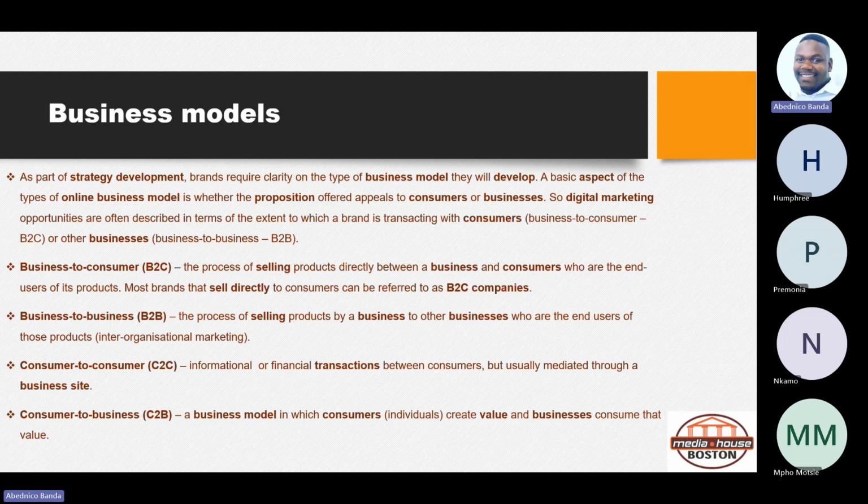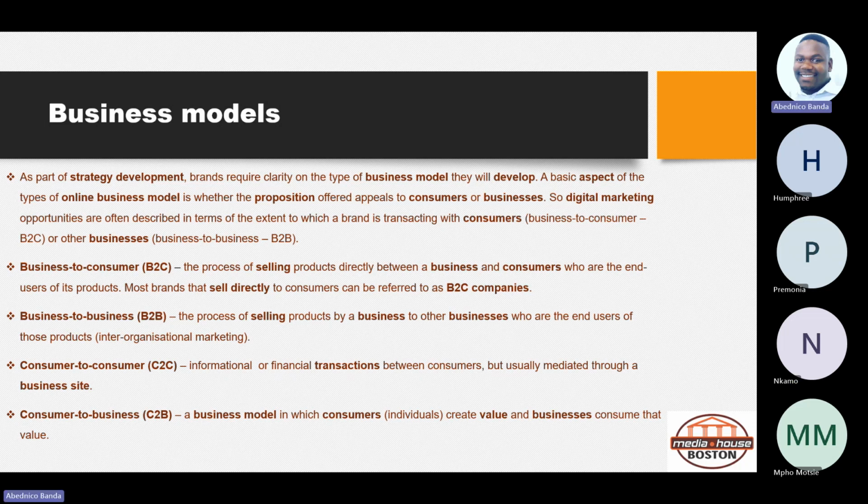There are also consumers selling stuff to other consumers on the app for load shedding, I forgot the name. I'm just trying to think of the name of the brand. Yeah, those types of businesses, I think they do C2C. Junk mail. OLX. OLX, yes.